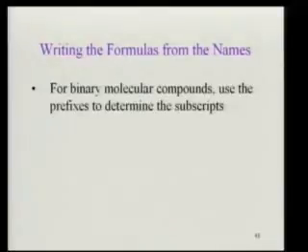This is easy. I'm going to start with this one. For binary molecular compounds like CO2, it's really super easy to figure out the formula for these things because the name tells you the formula. What do you think the formula is for dinitrogen tetraoxide?